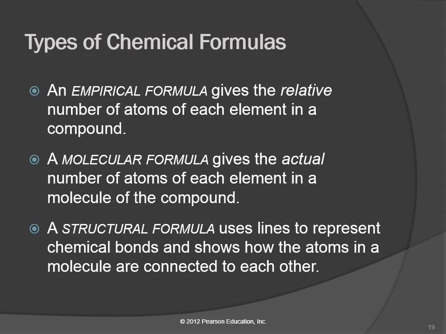Let's make an example here. HO might be an empirical formula. That's the empirical formula for hydrogen peroxide. It gives us the ratio, 1 hydrogen for every 1 oxygen. The molecular formula for hydrogen peroxide, though, is H2O2. In a molecule, there's actually 2 hydrogens and 2 oxygens. This just gives us the relative numbers. This gives us the actual numbers. Then a structural formula tells us how they are connected.